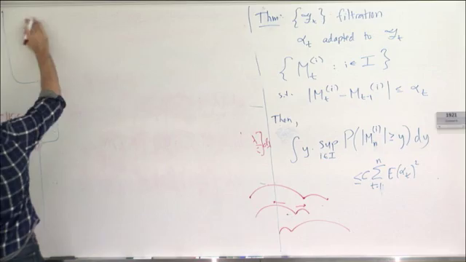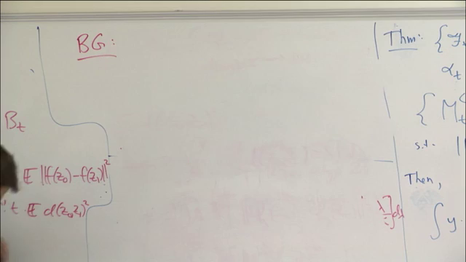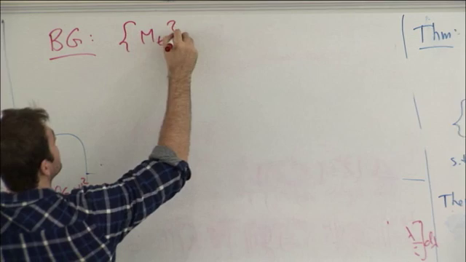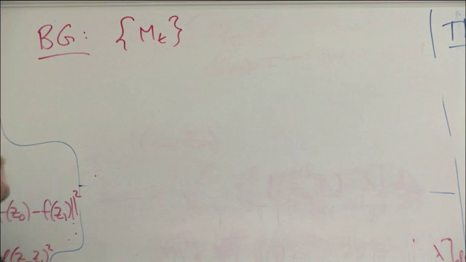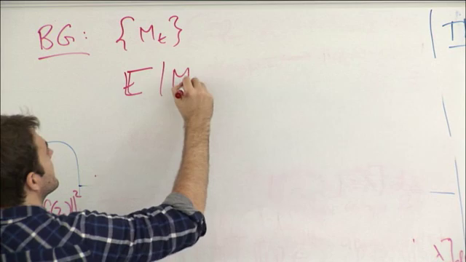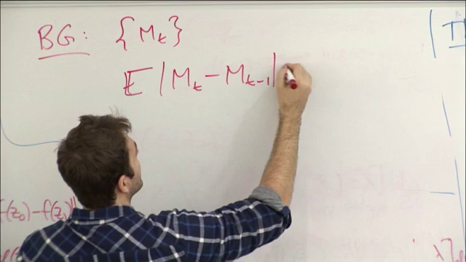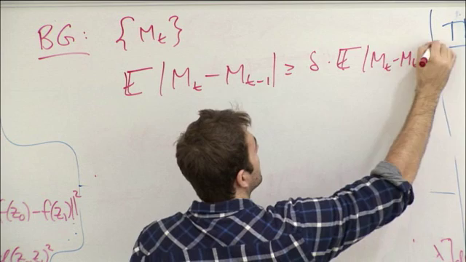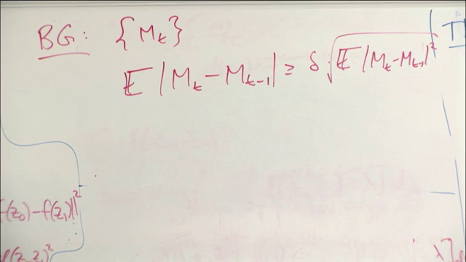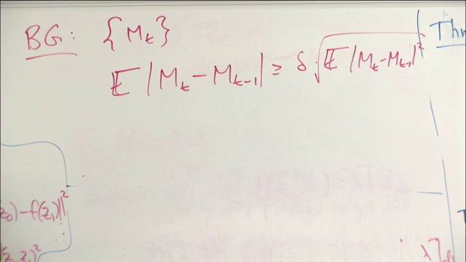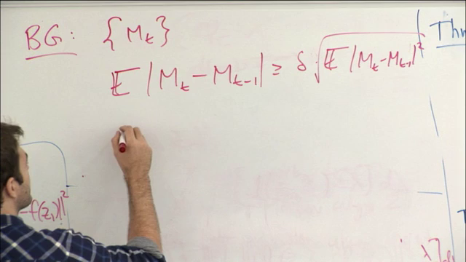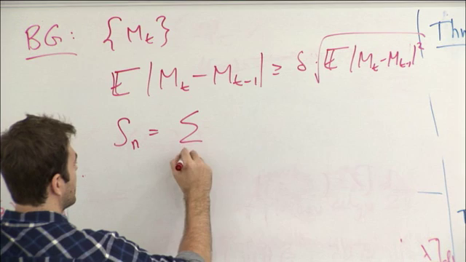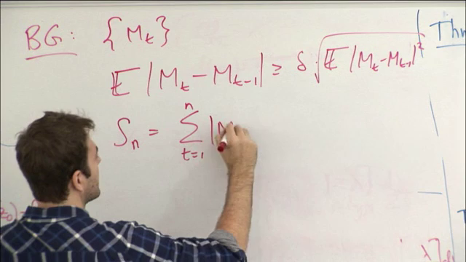Okay, so here I'll state the theorem. I have a martingale, and in this case, I need some lower bound, some kind of thing that says you make a move often enough. So this is a real valued martingale. I have some bound like this. And then let's define the square function to be the sum of the squares of the increments. So this is what I know about the martingale.